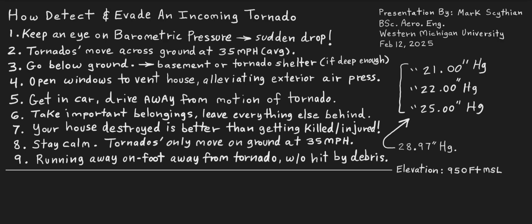So as long as you get away from the tornado and you're out of range, then it's really just going to keep going and dissipate, and you can talk about it, right? So these are like 9 techniques, but keep an eye on the barometric pressure, and then figure out a way to get out of there or hide or go underground, because after all, the tornado is only moving on the ground on average about 35 miles per hour.